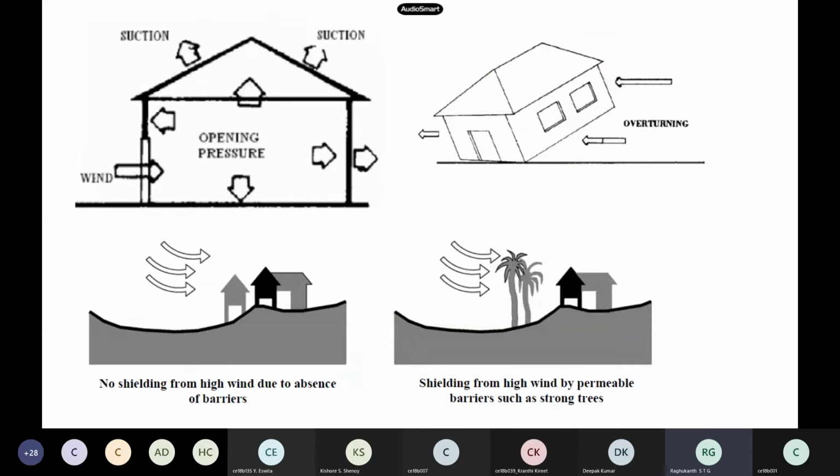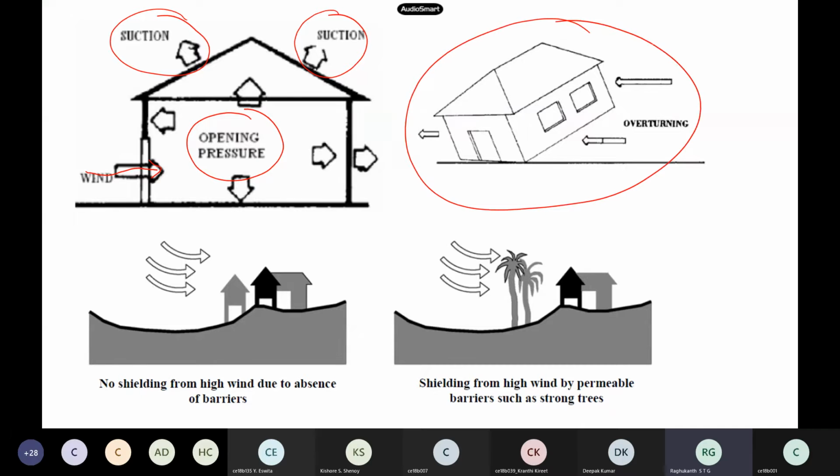This is how wind happens. Once wind enters your house, you may have windows, doors, and other openings, so you will have opening pressure. Then on top of the roofs, you will have suction also. All kinds of things will be there. Sometimes if the wind speeds are very high in villages, we have seen the full house fall. Overturning can also happen if they are not connected nicely to the foundation.